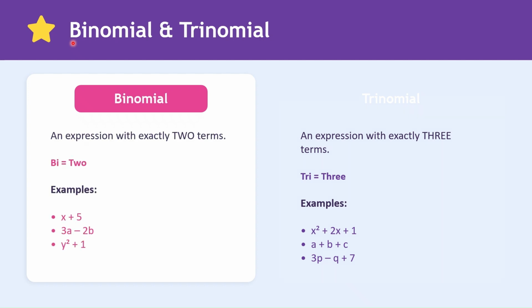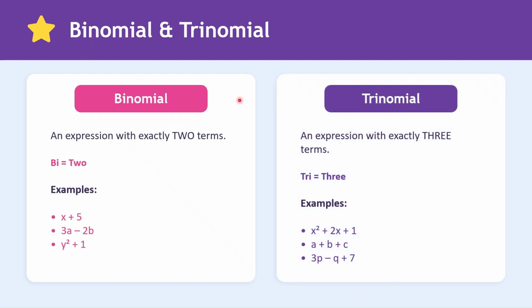Now let us meet the binomial and the trinomial. The prefix bi means 2. A binomial is an expression with exactly two terms. For example, x plus 5. It has two terms, so it is a binomial. 3a minus 2b also has two terms, making it a binomial.